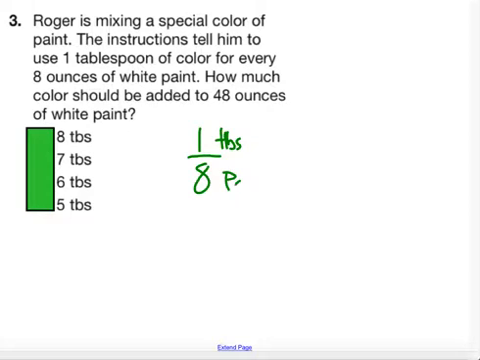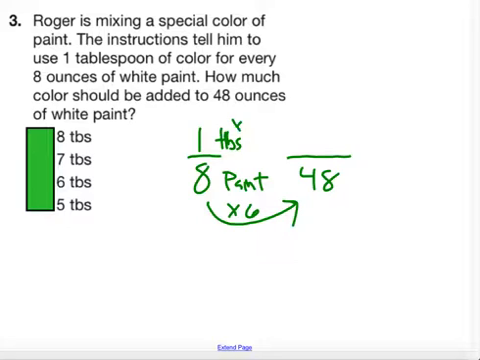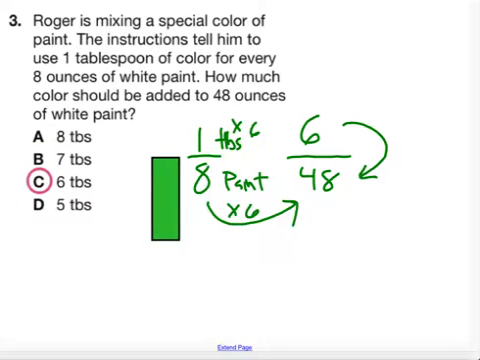to paint, and you want to create 48 ounces as your next equivalency. So you want to go from 8 to 48 ounces. So you would multiply by 6. 1 times 6 will give you 6. So you would need a ratio of 6 to 48. And the answer is 6 tablespoons to 48 ounces of white paint.